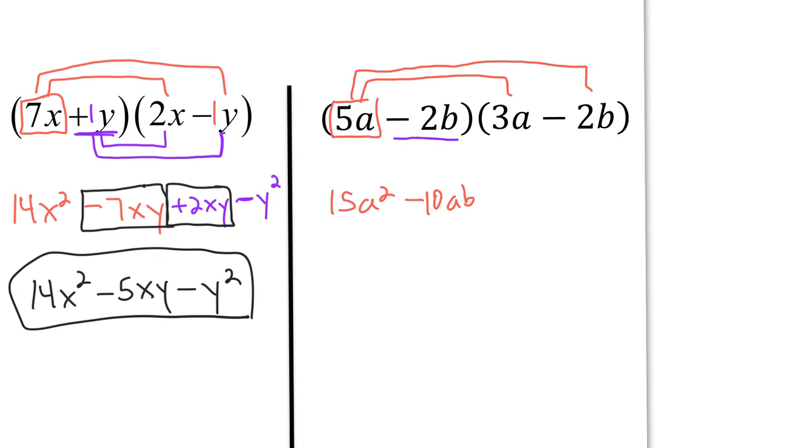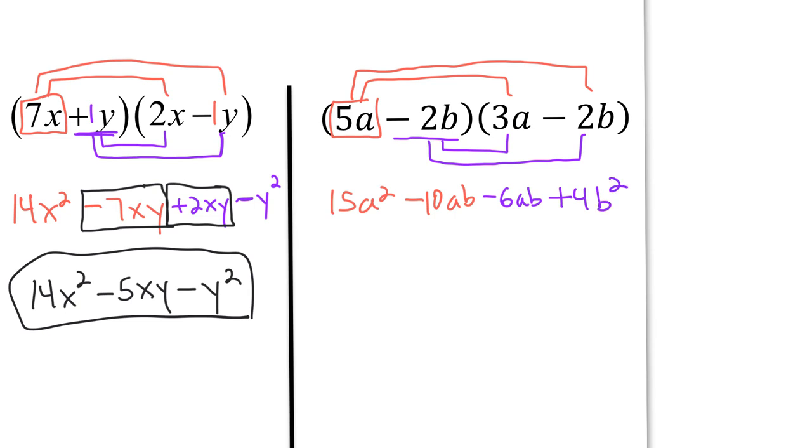Then you take the negative 2b times the 3a. So first the numbers, negative 2 times 3, that's negative 6. And b times a, you have to put in alphabetical order, side by side, a, b. So b times a is actually ab in alphabetical order. Then you multiply the negative 2b times the negative 2b. So notice we do have numbers here, negative 2 times negative 2. That's going to be a positive 4, and b times b, that's going to be b squared.